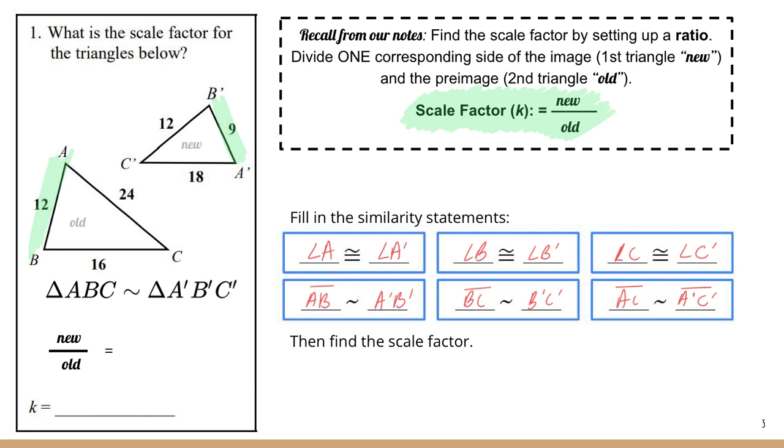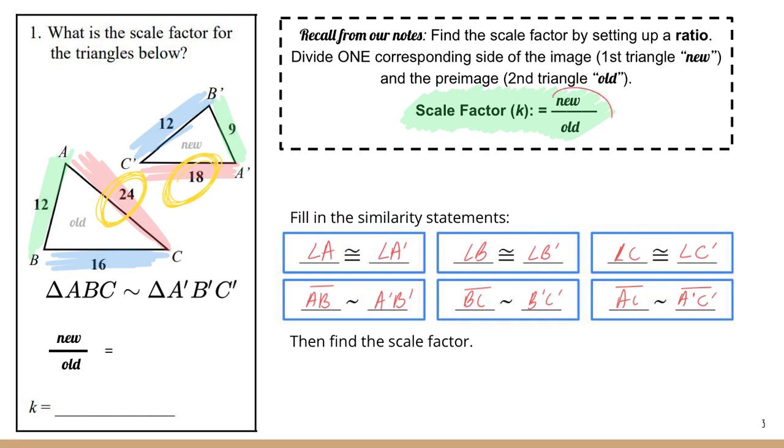I know that BC, B prime C prime, goes with side BC, and I know that A prime C prime goes with side AC. So I just need to pick either the blue pair, the green pair, or the red pair. We will end up with the same answer no matter which way we end up doing the work. So I'm going to go ahead and choose 18 and 24. So I'm going to go ahead and use my red.